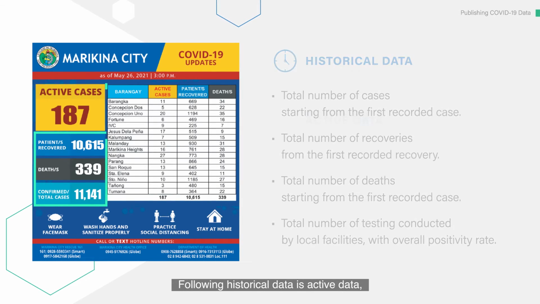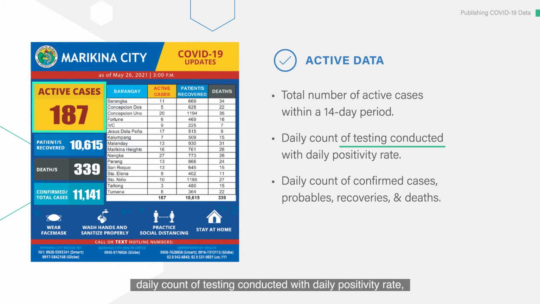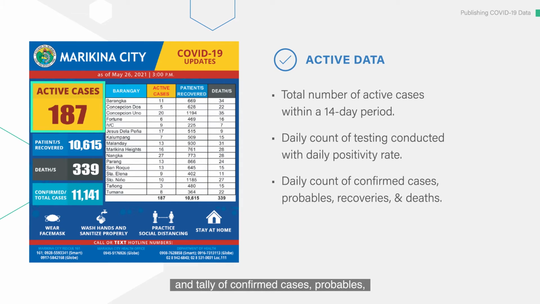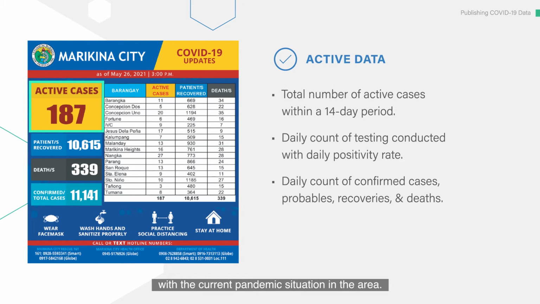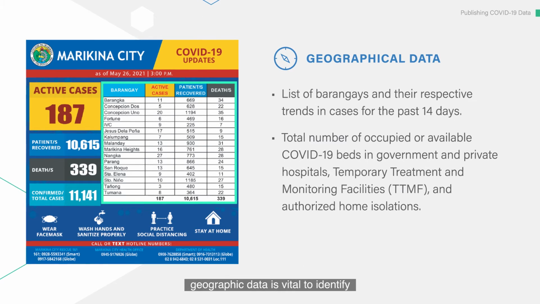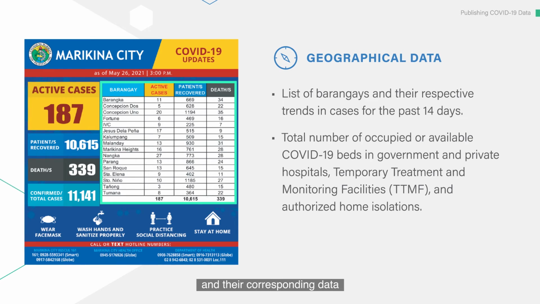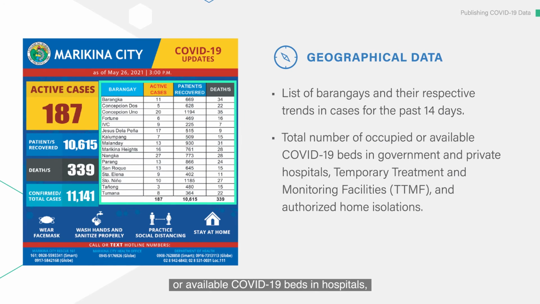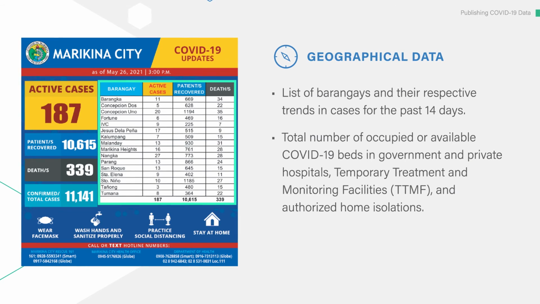Following historical data is active data, which includes the total number of active cases within a 14-day period, daily count of testing conducted with daily positivity rate, and tally of confirmed cases, probables, recoveries, and deaths. These numbers will keep the community updated with the current pandemic situation in the area. And while COVID-19 affects every community, geographic data is vital to identify the most vulnerable communities. This data includes the list of barangays and their corresponding data for the past 14 days, as well as the total number of occupied or available COVID-19 beds in hospitals, temporary treatment and monitoring facilities, and authorized home isolations.